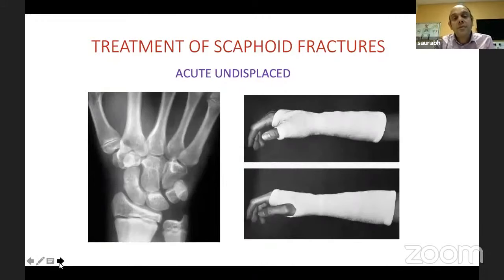If the patient decides for a plaster, then the question is, do you need to include the thumb or not? Now, we've done studies and we know if the thumb is not included, the patient will obviously be moving his or her thumb, and it will have some movement at the fracture site. But that movement is not enough to cause a delayed union or a non-union. So that movement is acceptable, i.e. the thumb doesn't need to be included in a scaphoid cast.